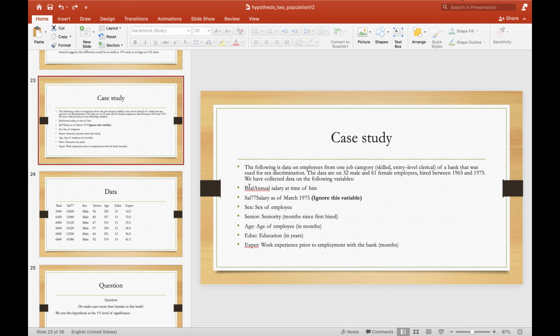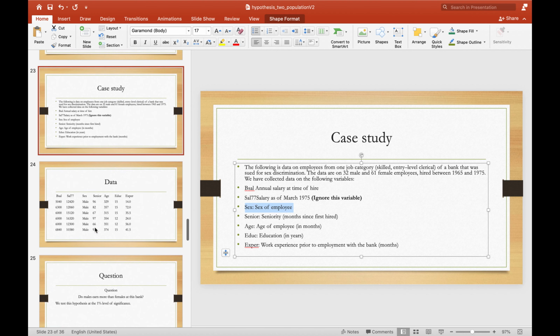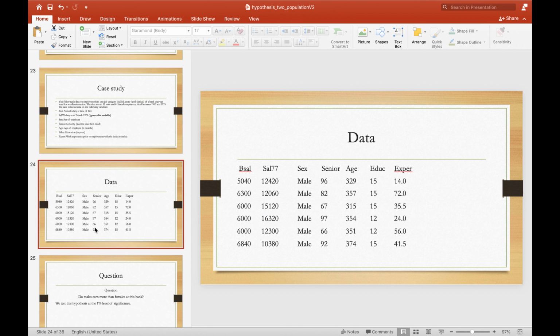Female employees at a bank. And there were 32 males and 61 females that were hired between 1965 and 1975. The only variable I'm interested in here is BSAL. That's the annual starting salary at time of hire. And I'm also interested in sex of the employee. I have a very simple question for this data, but first let's just look at what this data looks like.